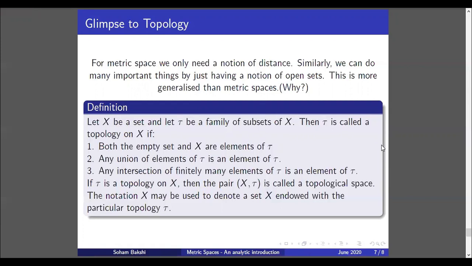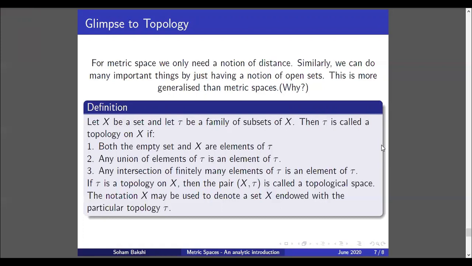So if in a general set we are given the notion of open sets, then we can just have the notion of continuity. We can just define continuity in a general set. And this is more generalized than metric spaces. So why? That is something you can ask yourself. Just try to think of it like this.